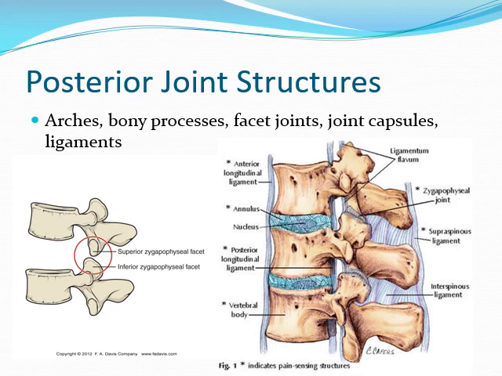For the facet joints, if we look at the closed and open packed positions, the closed packed position of the facets is extension. So when you're in extension, the facet joints will be close together, and when you're in flexion, they're open. The intervertebral joints don't have an open and closed packed position because they're not a diarthrodial joint. Again, they're filled with the disc, so they are not a diarthrodial joint.